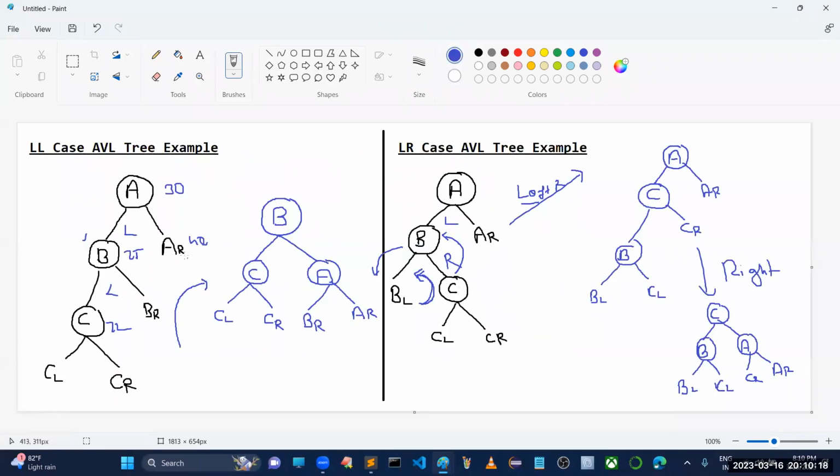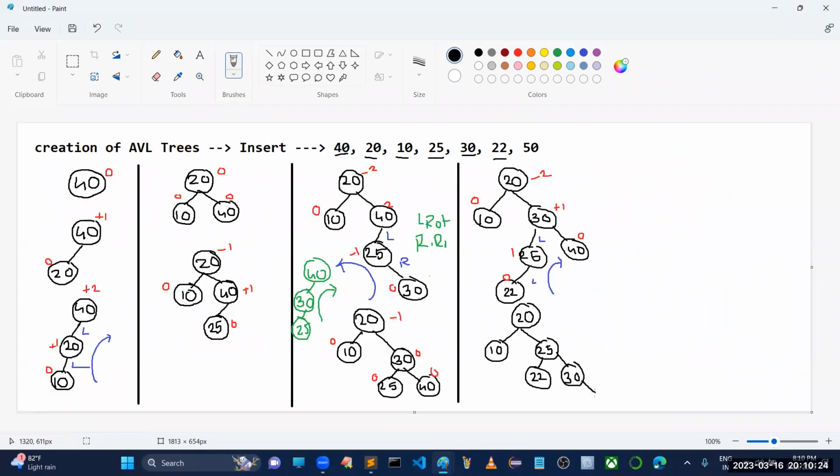Okay. And what about this 40? It should come as the right child of A. So that is for 30, we have to get 40. Like this we are doing here. Sir, again we need to check the balance factor for this.